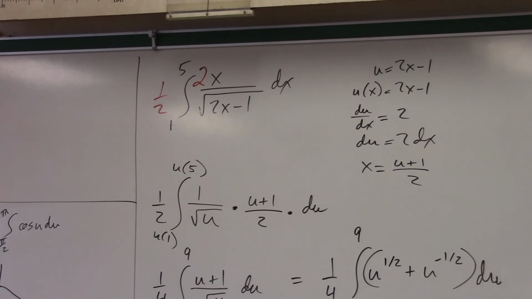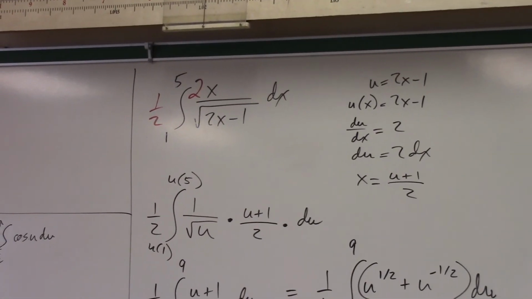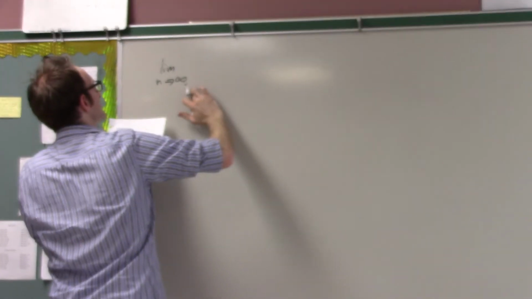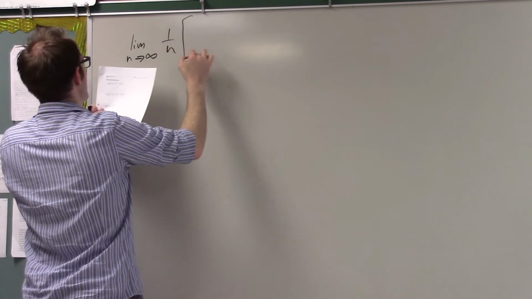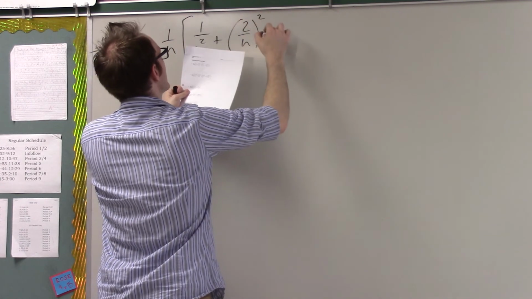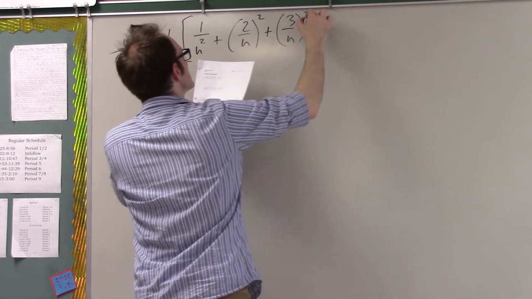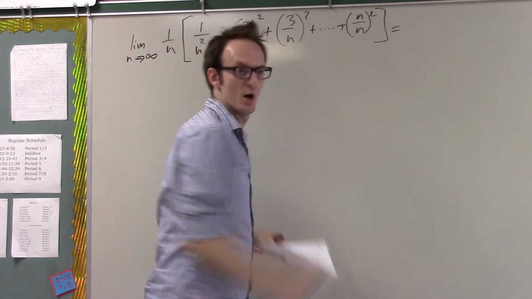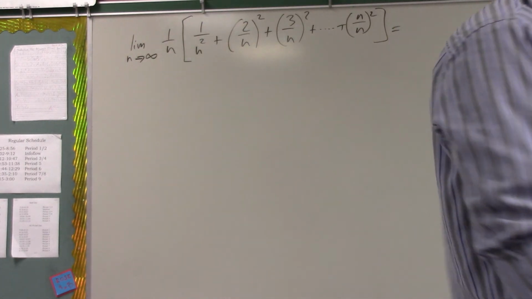Integrals and Riemann something. You remember what I said, everybody? We're going to do the first one together. So, Taylor, here's what it says. It says the limit as n goes to infinity of 1/n times, and then this is 1/n squared plus 2/n squared plus 3/n squared, up to n over n squared.